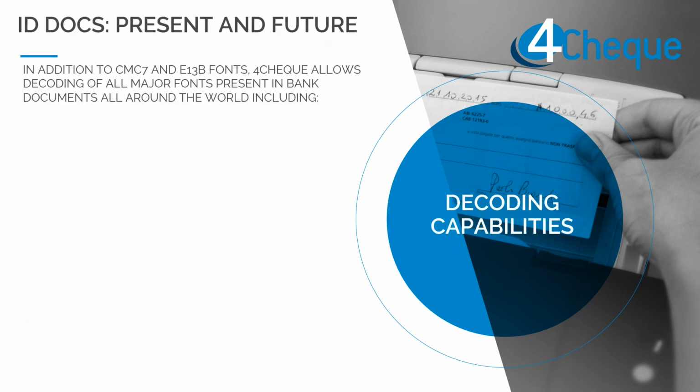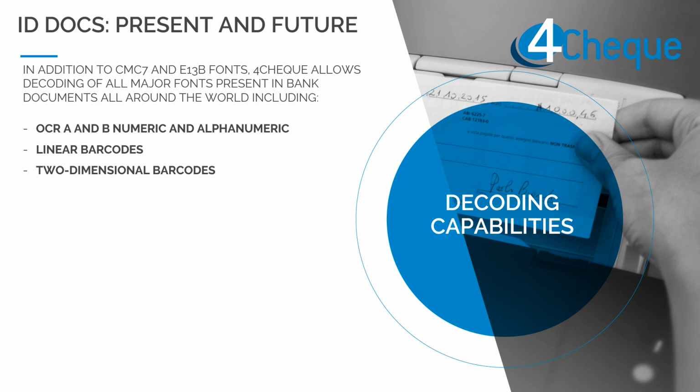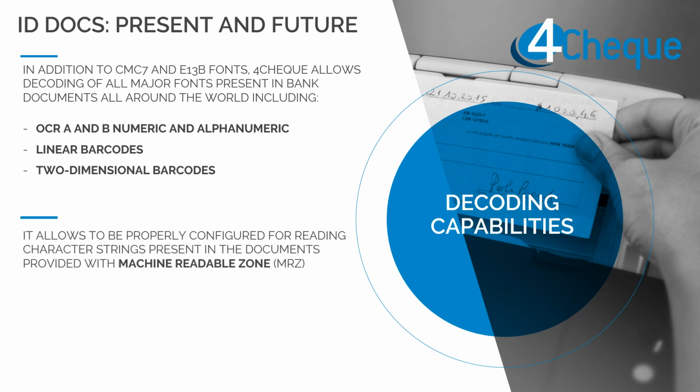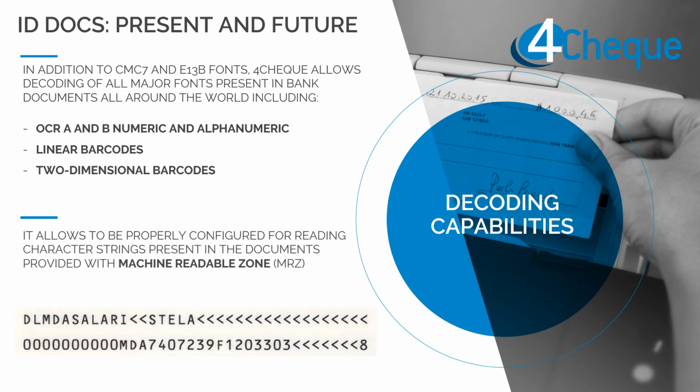If on one hand the checks are decreasing, on the other, different types of documents are increasing rapidly, such as the ID documents with MRZ. 4Cheque allows to decode all the major fonts present in bank documents, in addition to CMC7 and E13B. The software grants the perfect decoding of OCR A and B and all types of barcodes. This feature provides the decoding of the machine-readable zone present in different documents such as ID cards and passports.